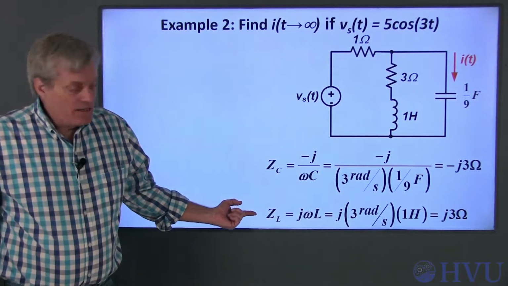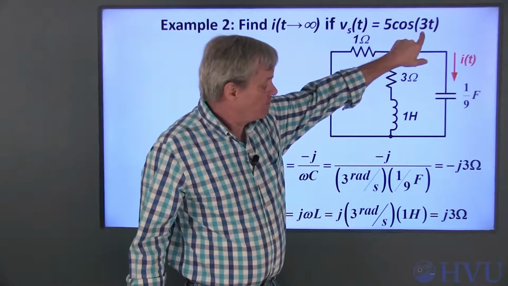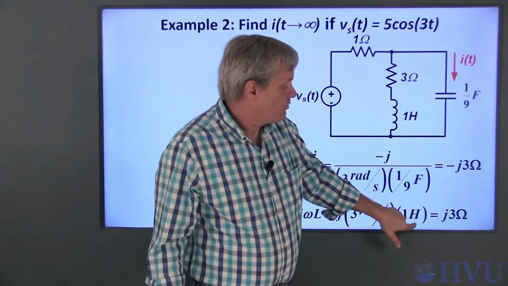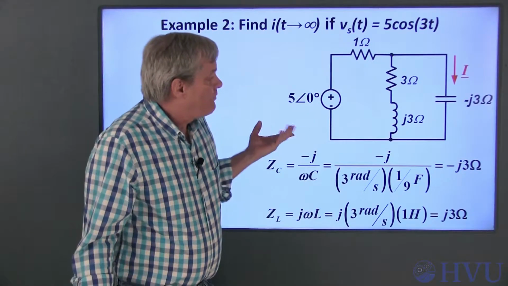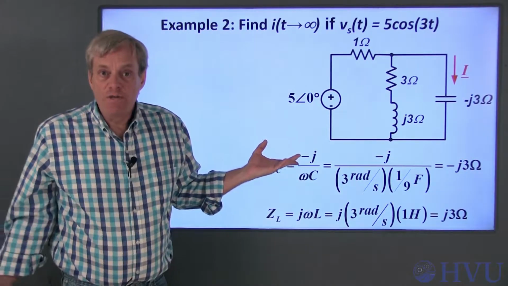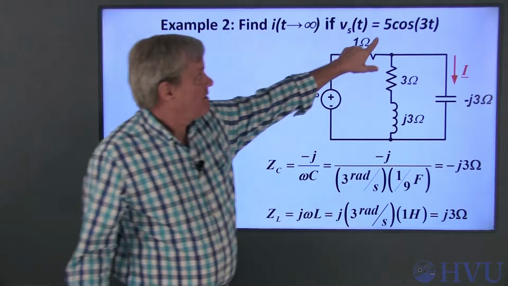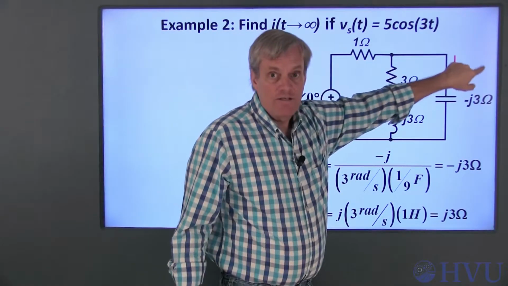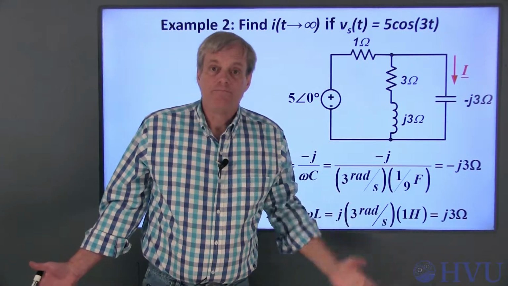The impedance of an inductor is J times omega times L, which is J times the frequency, still 3 radians per second, times the inductance, which is 1 Henry, which turns out to be positive J3 ohms. Now, if we convert this circuit to the frequency domain, the applied voltage is a phasor. It's 5 at an angle of 0 degrees, and the current is represented as a phasor. The circuit elements are represented by their impedances.